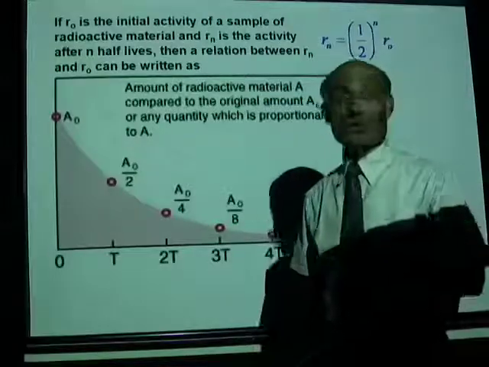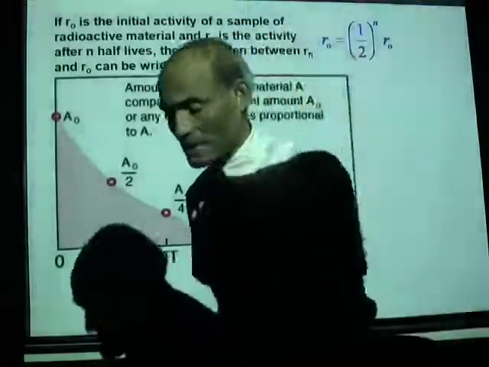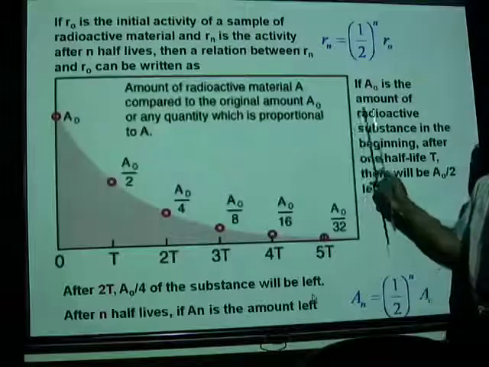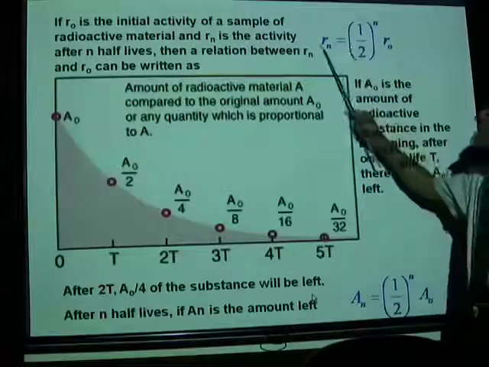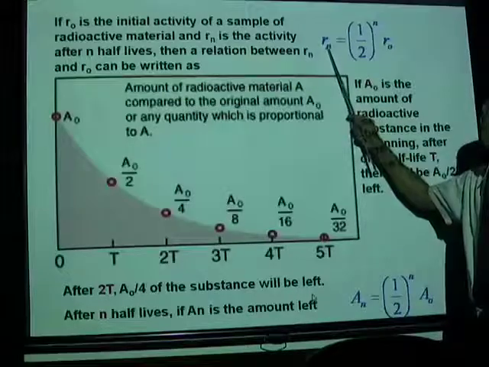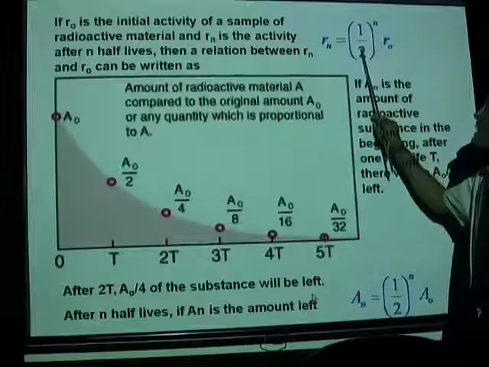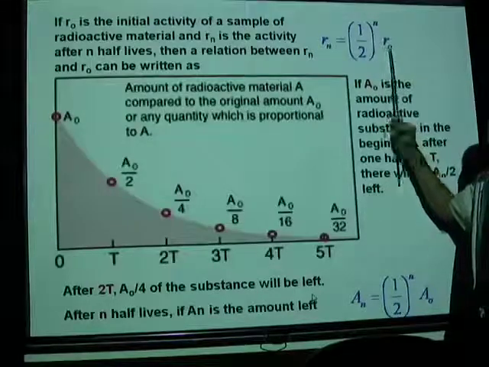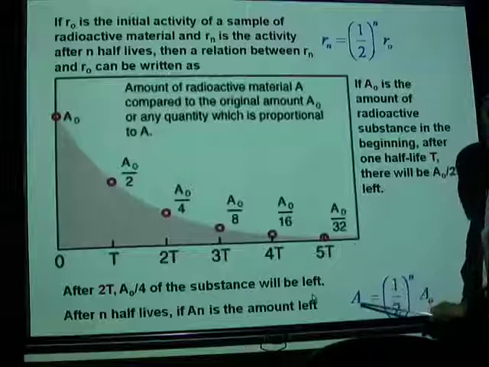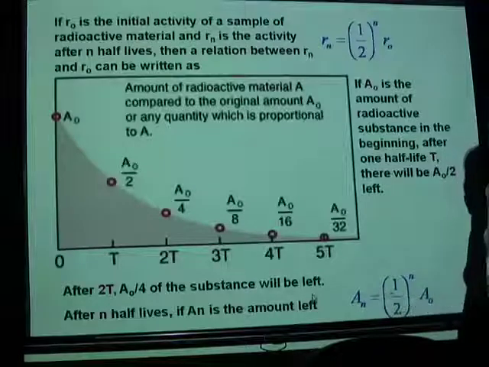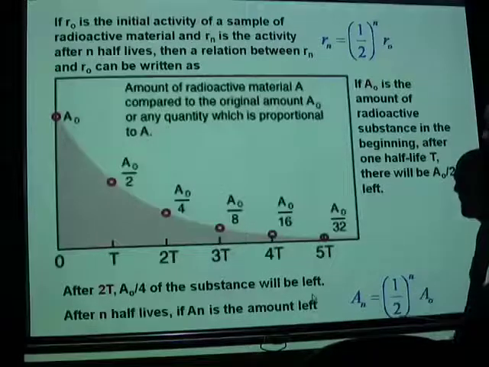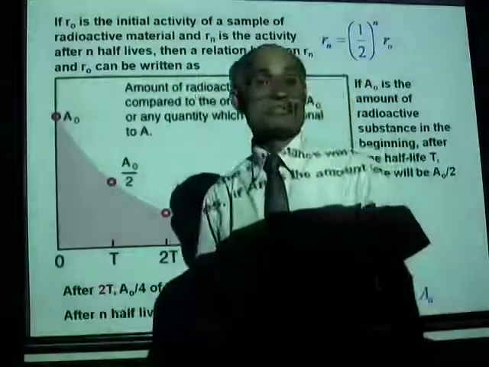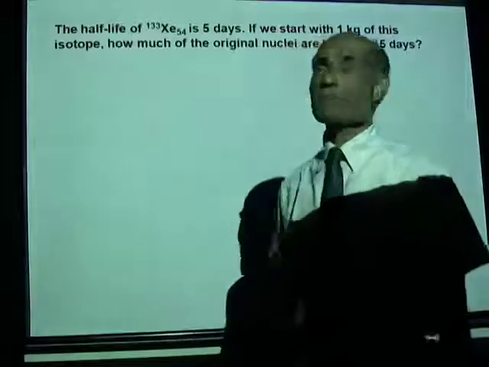Well, we talked about all this in detail. And we also found these equations. Rn, the rate of decay after n half-lives, is 1/2 to the power of n times R0, the initial decay rate. Or the same equation, An equals 1/2 to the power of n times A0. Well, we can now use these to solve simple problems.